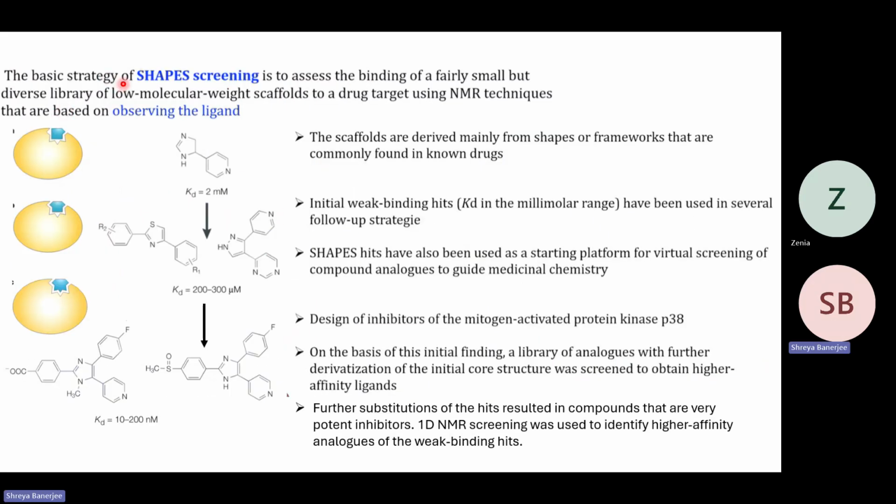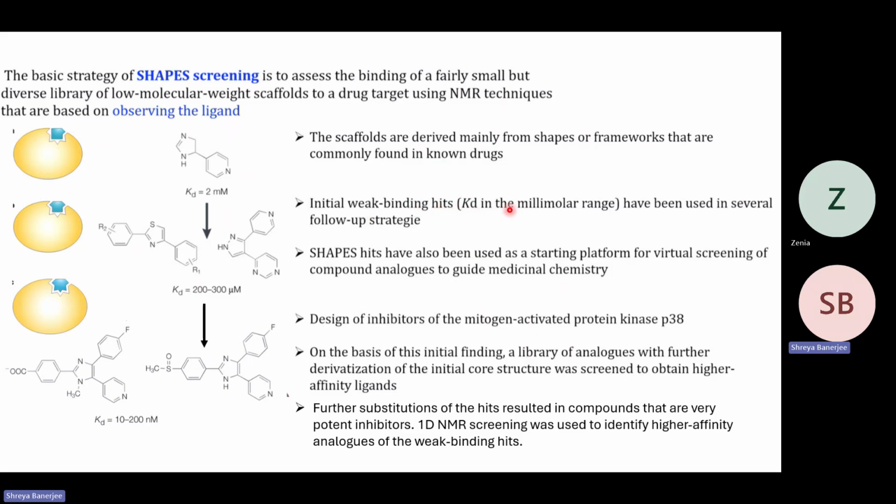A strategy used in this is called shape screening. Here we assess the binding of a fairly small but diverse library of low molecular weight scaffolds to a drug target using NMR techniques that are based on observing the ligand. So like SAR by NMR, this also is looking at the ligand. There is a small but diverse library of these low molecular weight possible ligands or scaffolds. These are mainly derived from shapes or frameworks that are commonly used in known drugs.